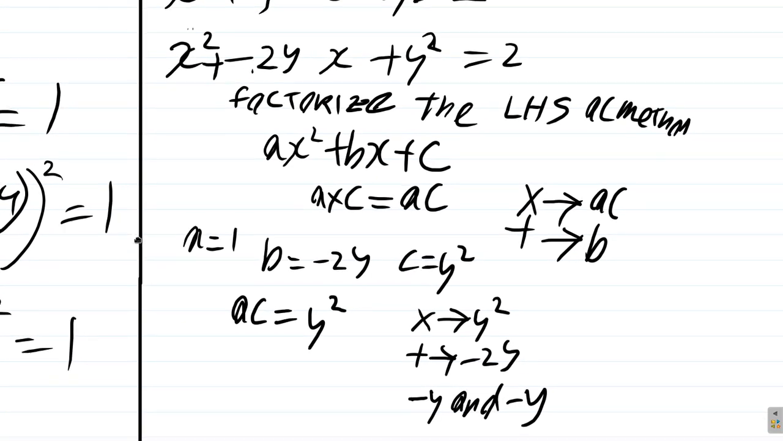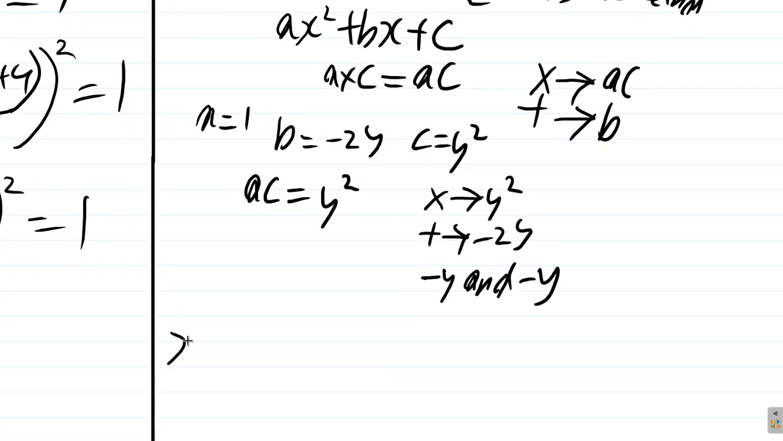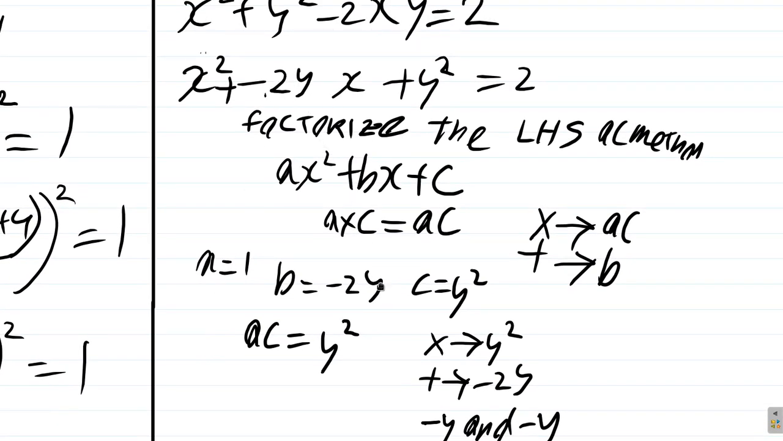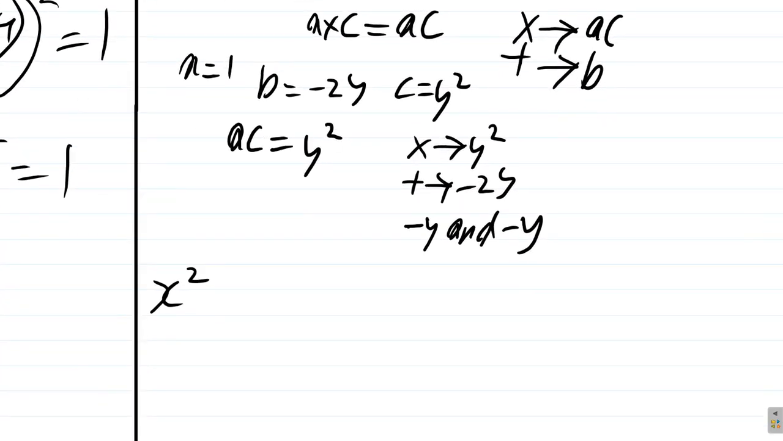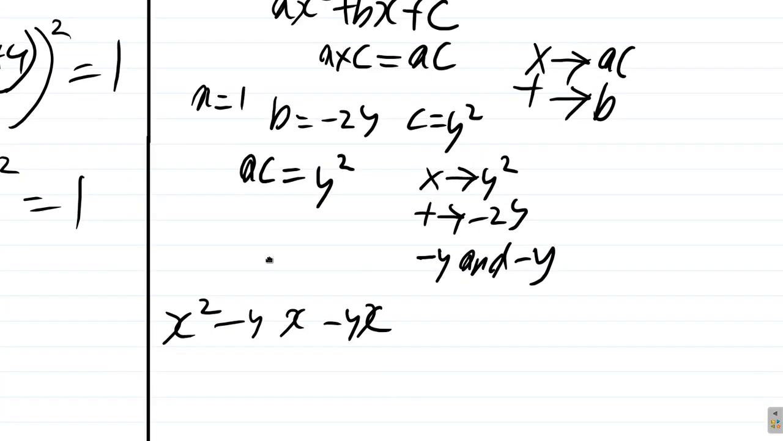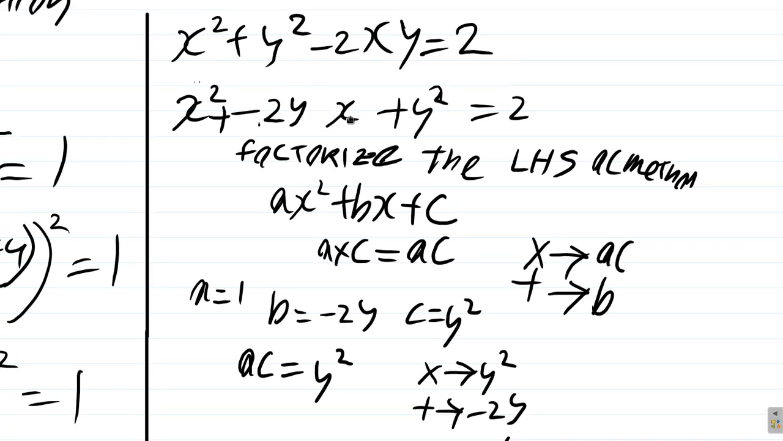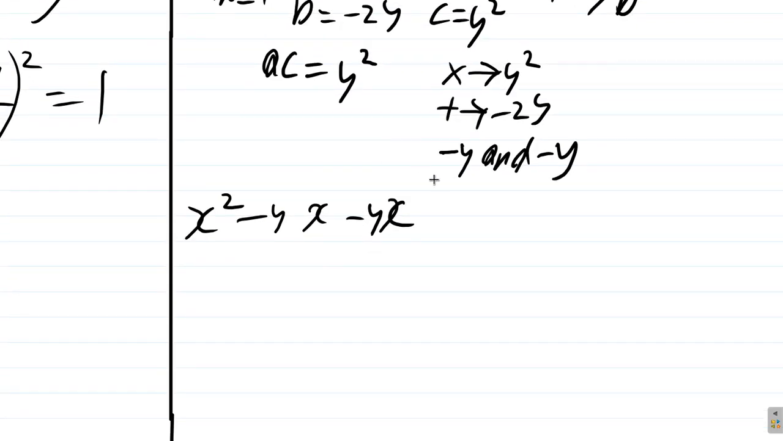So what happened here is you have x squared, and in the middle you have negative yx and negative yx, which will give you the negative 2yx, plus y squared equals 2. Remember, you're working on factorizing the left-hand side alone. You're not going to trouble the 2 out here yet. Just concentrate on this part for now.